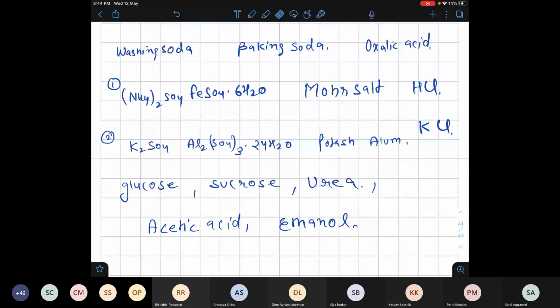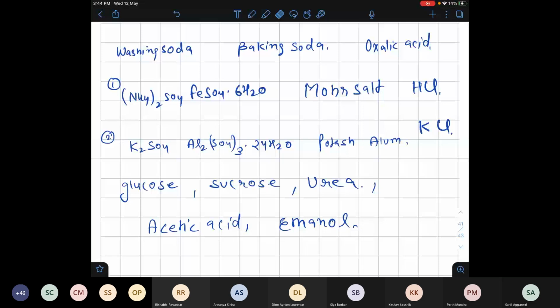Yes, sir. 6 वाटर का मास निकाल के ऐड कर देना है बाकी मास में. For 1 water it is 18. For 6 water it is 108. So whatever you are getting, 108 उसमें ऐड कर देना है.